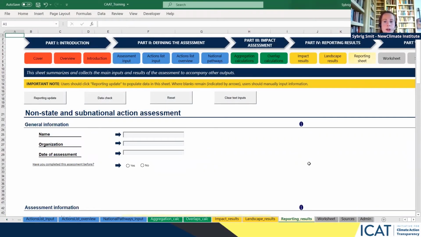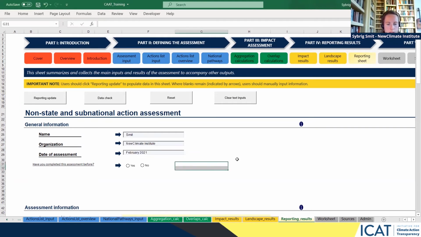In the third part of the reporting results, we can develop a reporting sheet where you can develop a cover sheet for a report or summarize your main findings. You start with inserting your name. So in my case, my surname and the name of your organization. And the date of assessment.